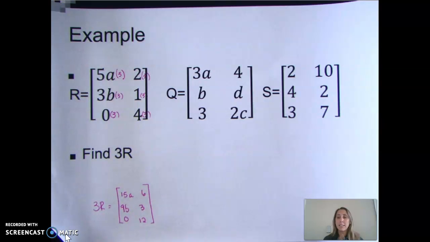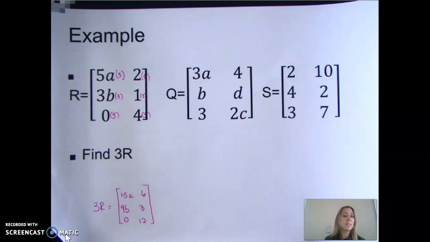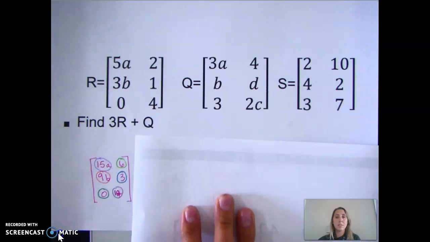Now when we're multiplying a scalar to something inside a matrix, we have to remember that we're just multiplying the coefficients. So this will be our answer. Go ahead and write that down, hit pause, because we're going to need this for a step-by-step process. Okay, so now we are going to add the matrix Q to 3r.